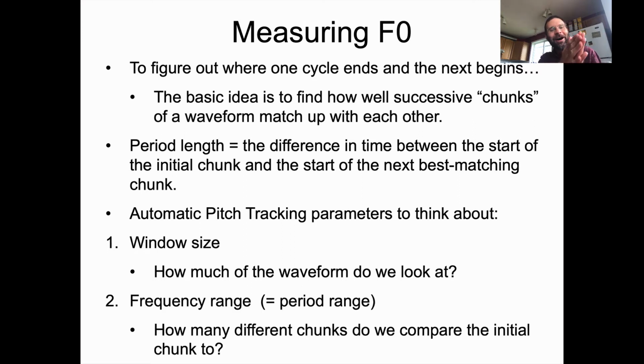At any rate, the other thing you have to think about is frequency range, like how many different chunks do we compare the initial chunk to? And you can also think about that in terms of like the period range, because these two are basically inversely related to each other. How many different possible periods do we want to look at to find what the actual period of the complex wave is?